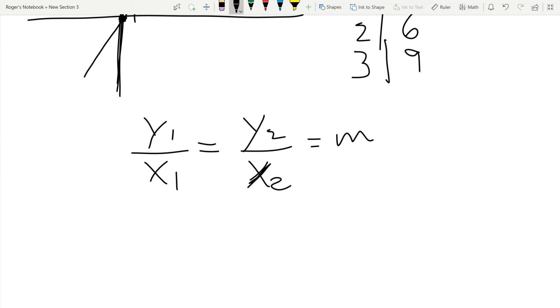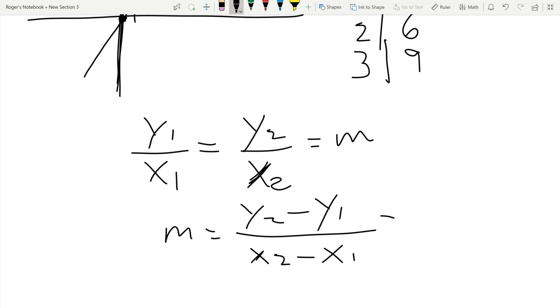And you could, of course, use another method as well. You could use your little formula that says that m is equal to y2 minus y1 over x2 minus x1. This is equal to rise divided by run. Okay, quick review.